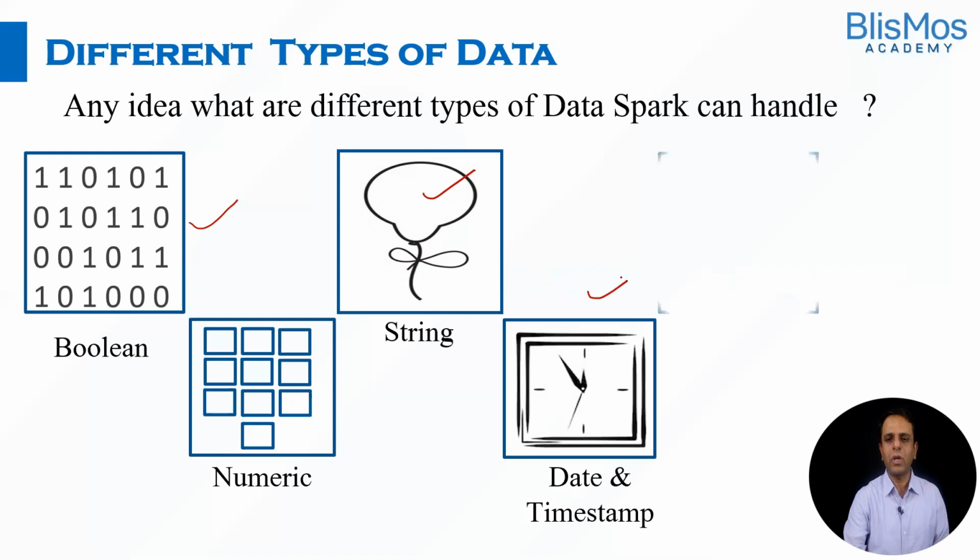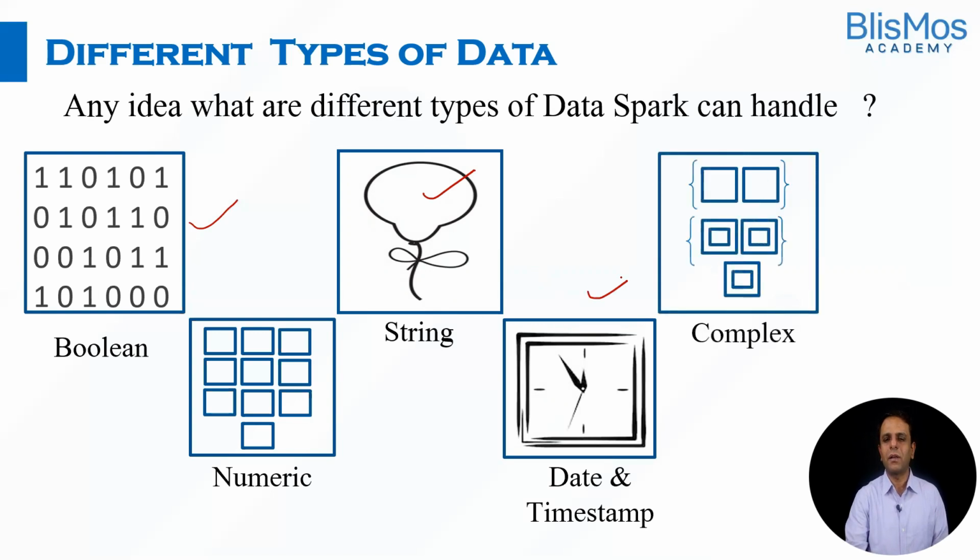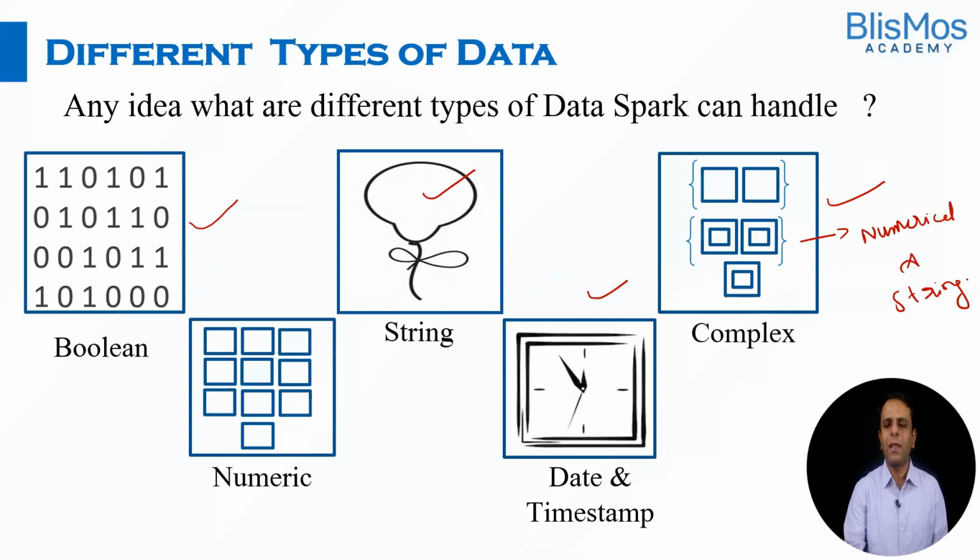Spark can also handle complex data or complex data type. When I say complex data type, as you see, this complex data type can be made up of a combination of numerical data and string in an array or in a different formats. That is a complex type of the data.